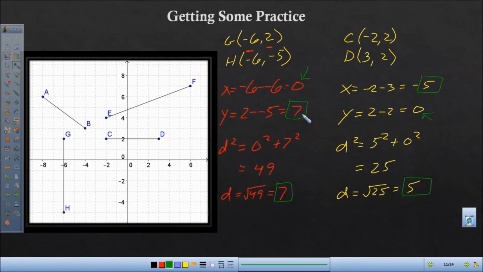So the distance is 7. Here the distance is 5. Make sure that you don't say the distance is negative 5, though. That's bad. All right? So your homework assignment will be to do many more of these.